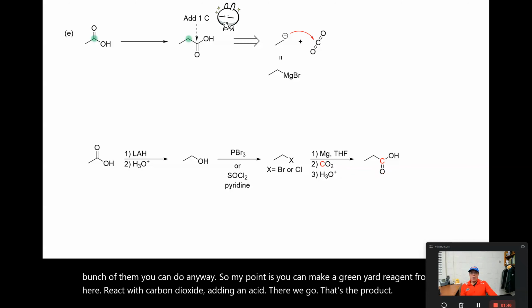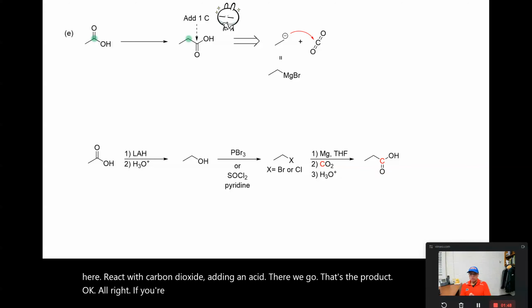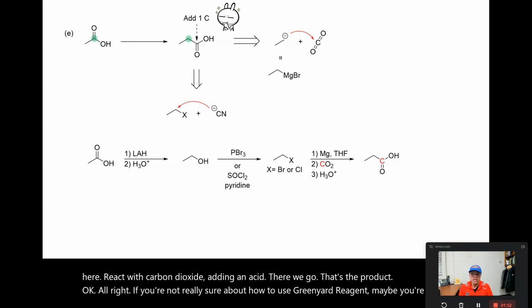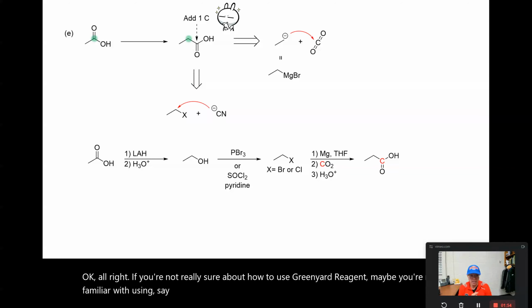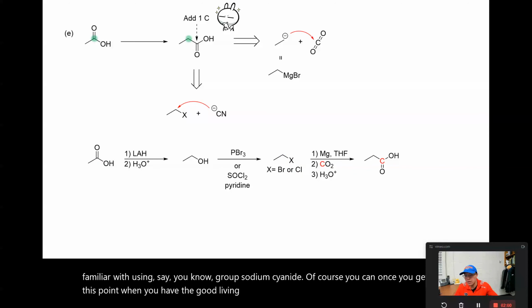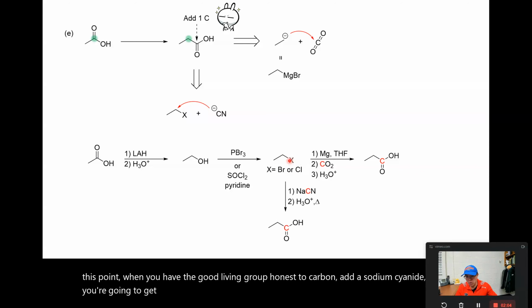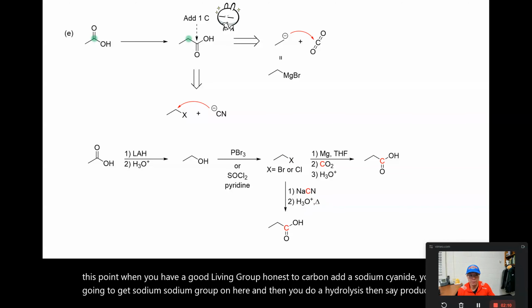If you're not really sure about how to use the Grignard reagent, maybe you're more familiar with using a cyanyl group, sodium cyanide. Of course you can. Once you get to this point, when you have a good leaving group on the 2 carbon, add sodium cyanide. You're going to get the cyanyl group on here, and then you do a hydrolysis. Then same product.